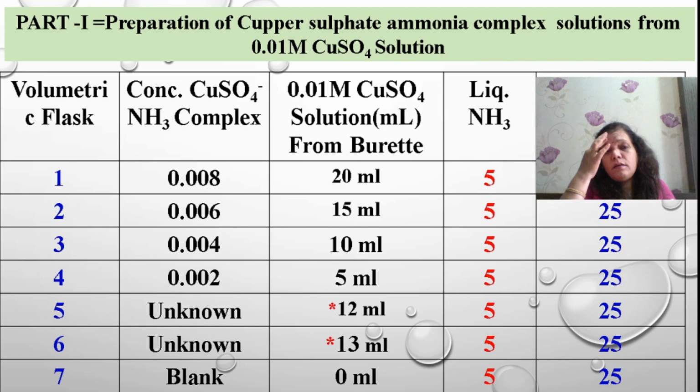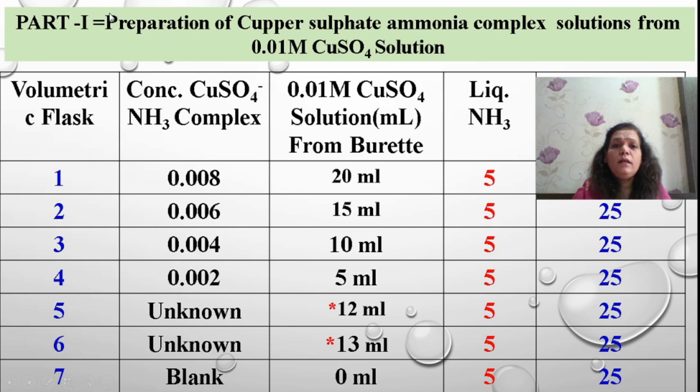This is a table given for you to prepare the different concentration solutions. You have to utilize volumetric flasks, which are labeled with these numbers. We are going to utilize volumetric flasks to prepare a particular solution concentration, which minimizes the error. A volumetric flask is a long-necked flask.